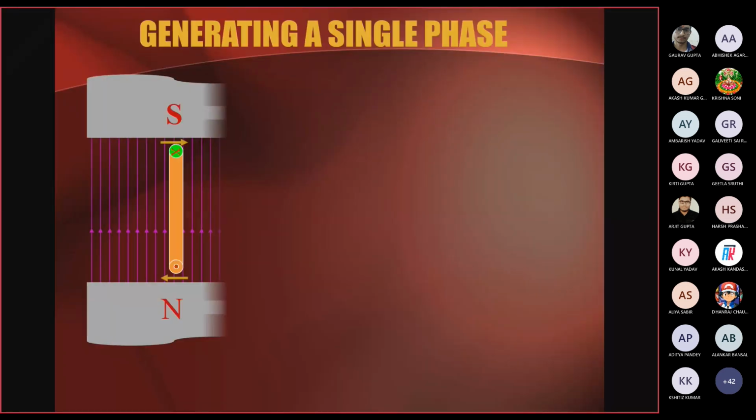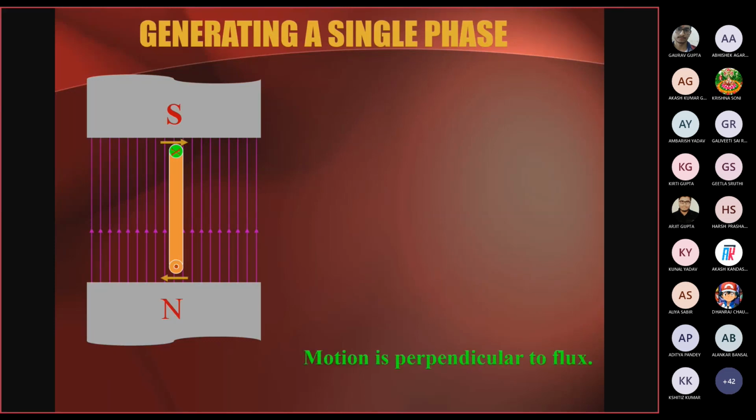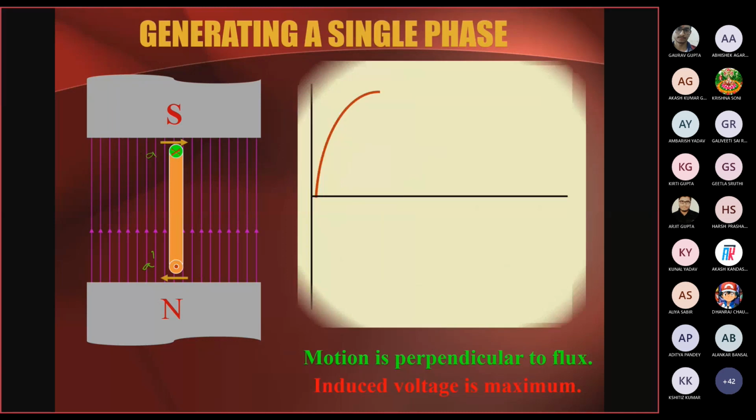Now another instant: when the conductor has rotated by 90 degrees, in this condition the motion of the conductor is perpendicular to the flux, right? From here, once it starts rotation, it will be perpendicular to the flux. So in this condition, what will happen? The induced voltage across this coil, which was suppose this A dash, will be maximum at this instant. It will reach the peak value of the EMF, right?